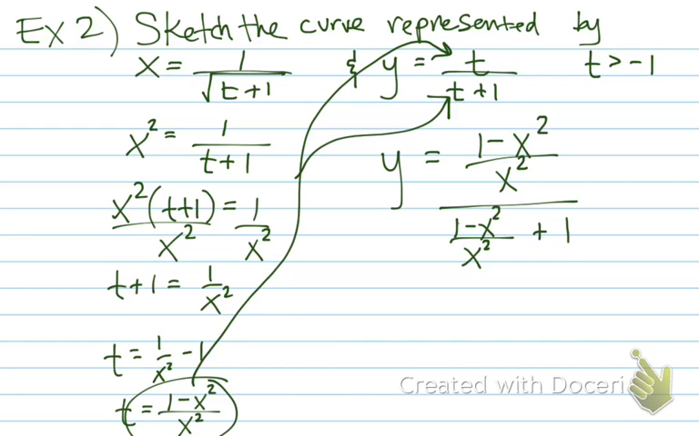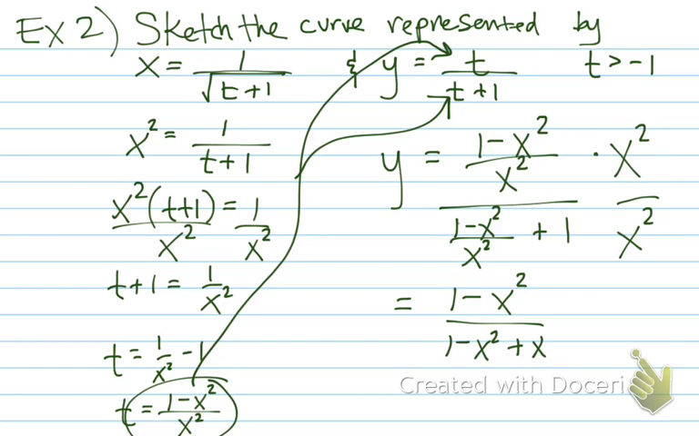So if I want to get rid of that x squared on the bottom, I can just multiply everything by x squared on top and multiply everything by x squared on the bottom, and it'll eliminate that complex fraction. So this would give me 1 minus x squared over 1 minus x squared plus x squared. So if I add on the bottom, I get 1 minus x squared over 1, which is just 1 minus x squared. So my new rectangular equation is y equals 1 minus x squared.